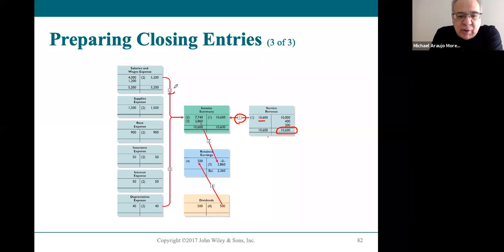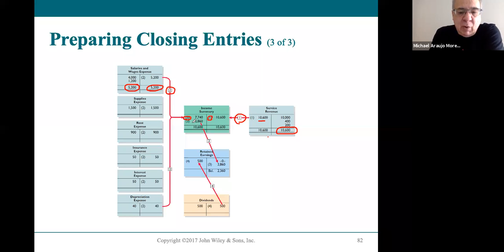The second thing we do is we close each individual expense account. Expense accounts have balances on their debit side normally. So to bring the balances to zero, we offset it with an equal credit. We move all of those over to the income summary account. Look at the income summary account. It has all the revenues on the credit side, all the expenses on the debit side. So in essence, it looks like a summary of our income statement.